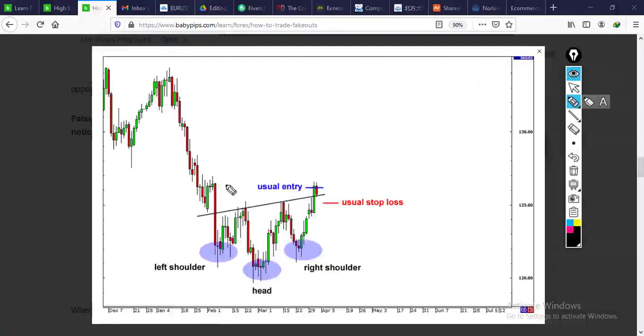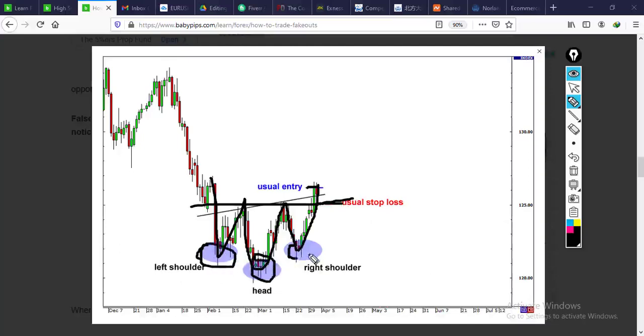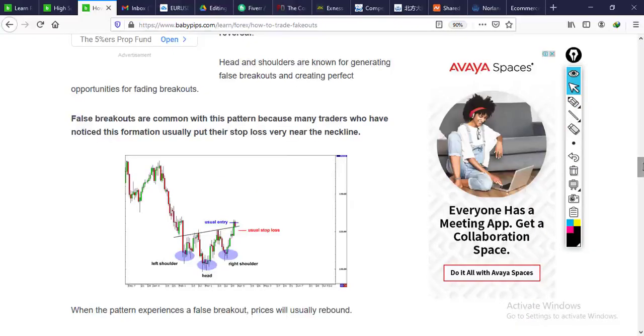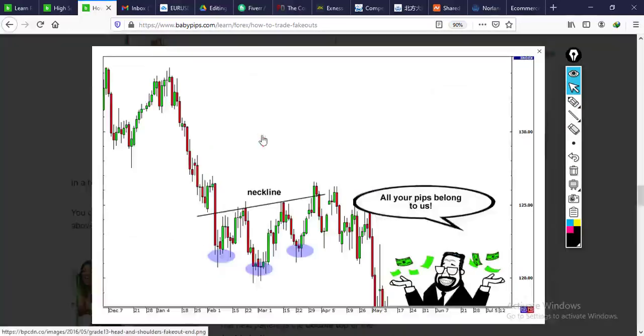Here is an inverted head and shoulders. Usually once we have spotted the inverted head and shoulders, this is the neckline. We are told to enter here and place our stop loss here. This is the left shoulder, this is the head, and here is the right shoulder. So let's look at the next chart to see what the institutions did. They have seen all our orders and all your orders as well.